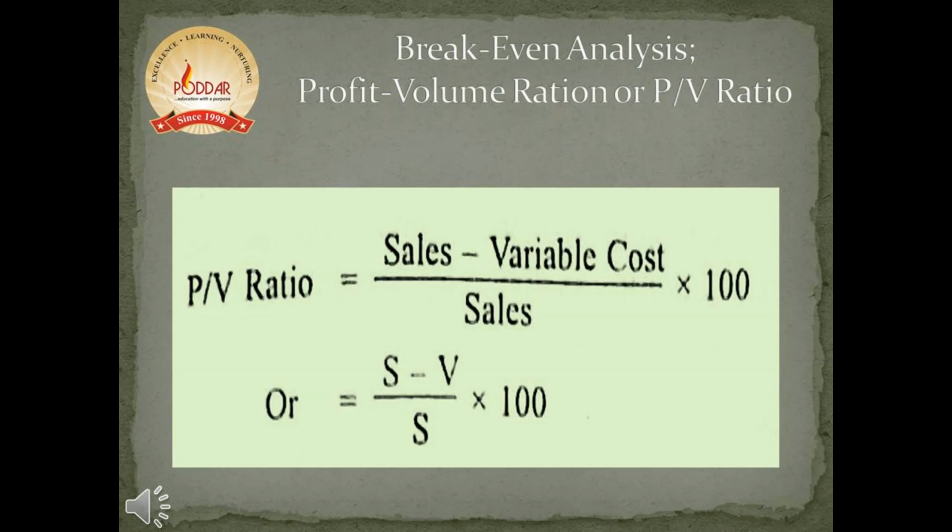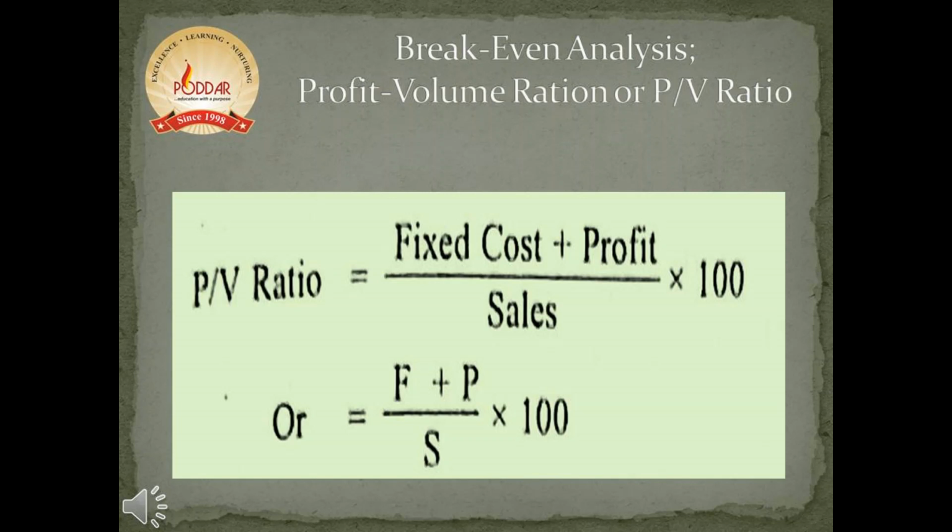PV ratio is also calculated with the help of sales figures and variable cost. It is calculated as sales minus variable cost, whole divided by sales, and the resulting figure is multiplied by 100. We can also calculate PV ratio with the help of the values of fixed cost, profit and sales. Here, PV ratio is calculated as fixed cost plus profit, whole divided by sales, and the resulting figure is multiplied by 100.